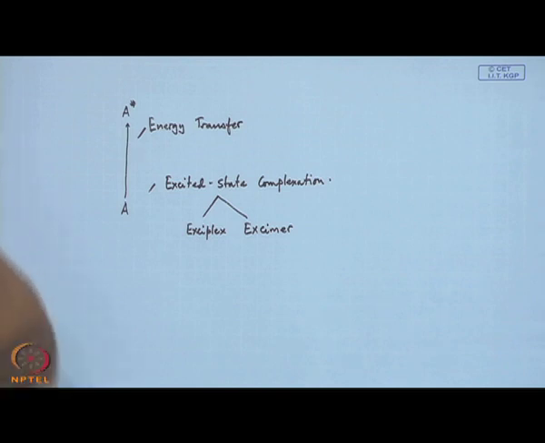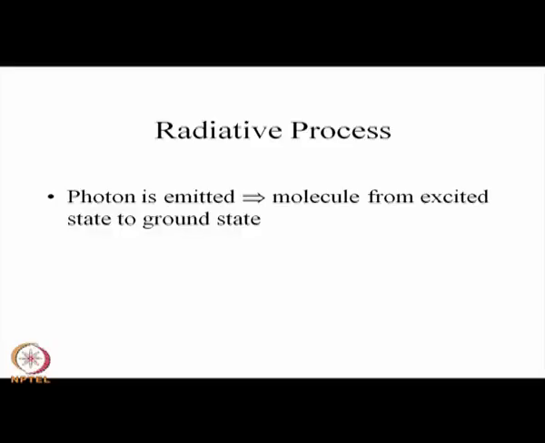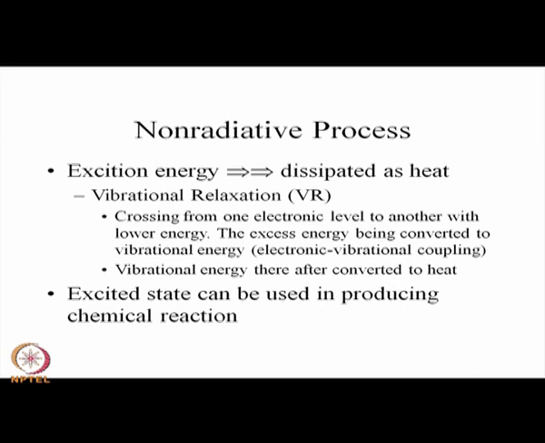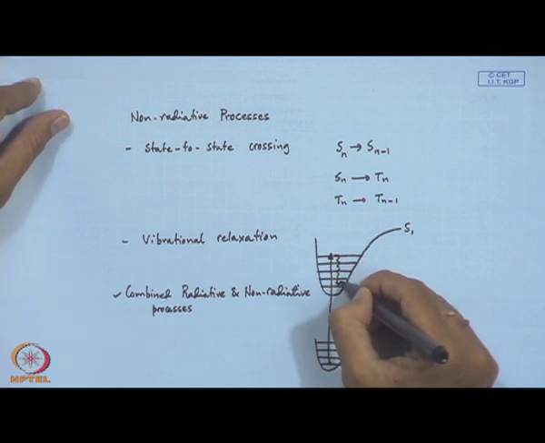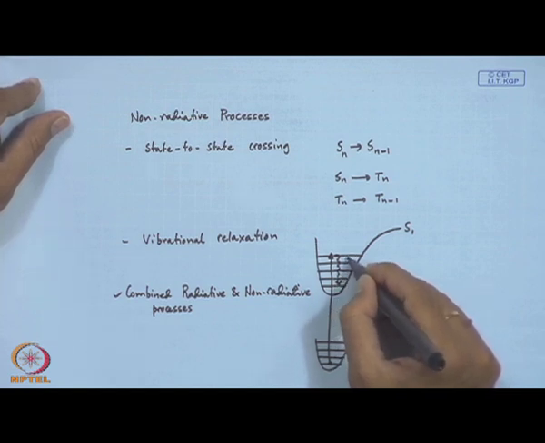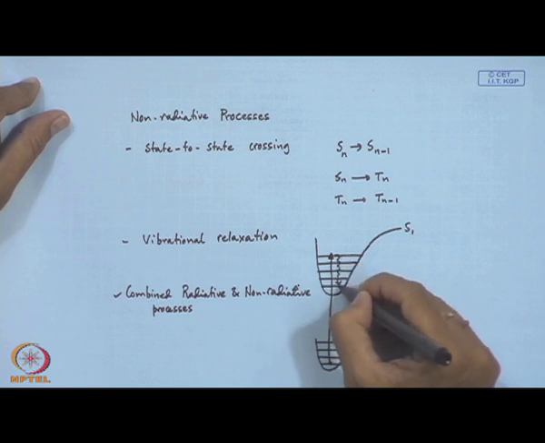So, radiative process, as I told you, photon is emitted and the molecule goes from the excited state to the ground state. So, this is a radiative process, and as I told you, excitation energy is dissipated in the form of heat. What is that? That is your vibrational relaxation. So, due to this vibrational relaxation, this excess energy is dissipated to the surrounding in the form of heat, this excess vibrational energy.